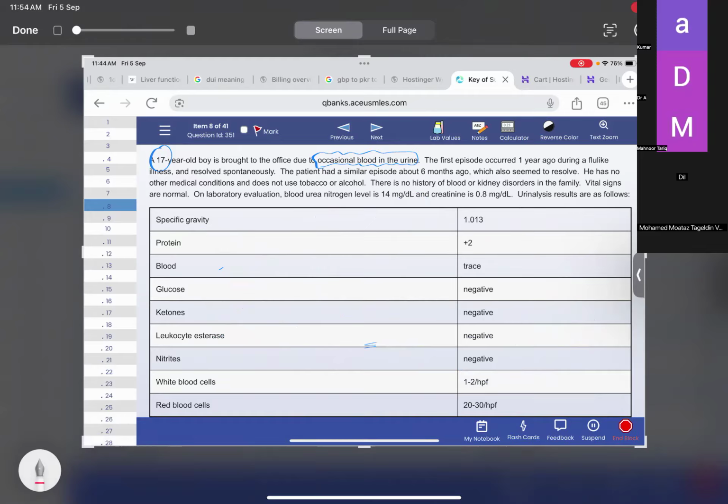Yeah, so where are we? So he had... anyone please help me out. I am lost in the question. Okay, don't worry, everyone.